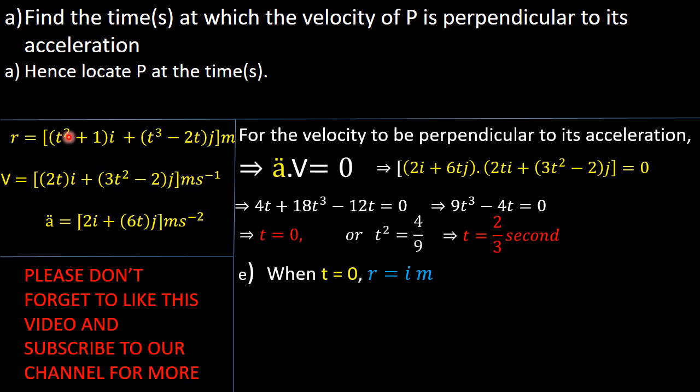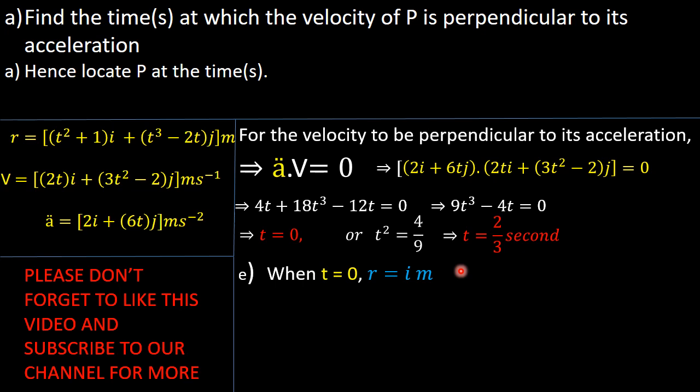Because if t becomes 0, this is 0, this is 0, so everything here is 0. So we are simply going to have 1 times i gives us i meters. So that is exactly where P is found. You can go further to say that since the i component represents the x, you can see that P is located at the point whose coordinates are (1, 0). Great. That's also a very brilliant answer to give.